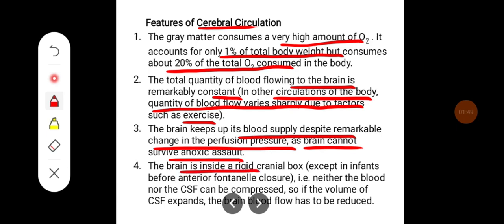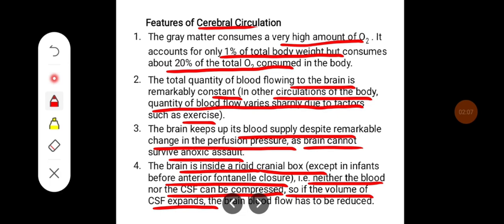The brain is inside a rigid cranial box, except in infants before the closure of the anterior fontanelle. That is, neither the blood nor the CSF can be compressed. So if the volume of CSF expands, the brain blood flow has to be reduced, and this is called the Monro-Kellie doctrine.